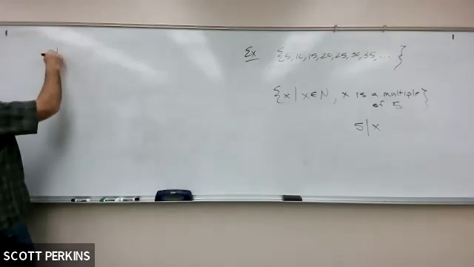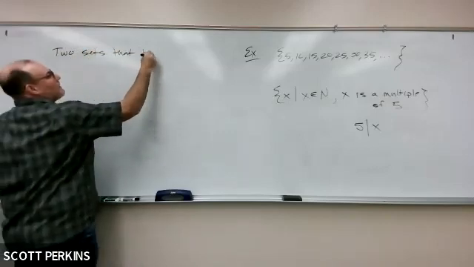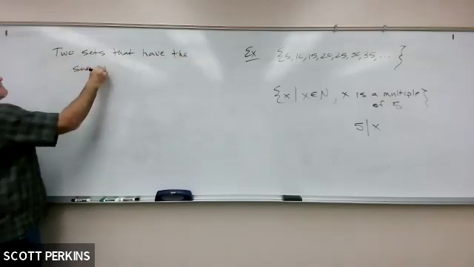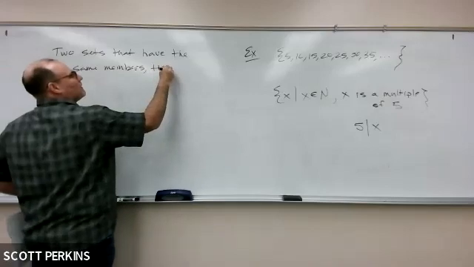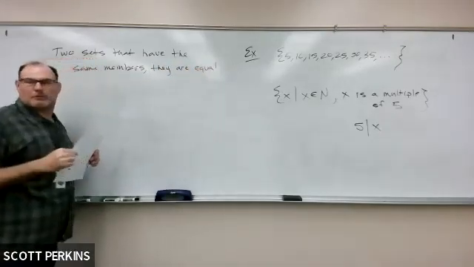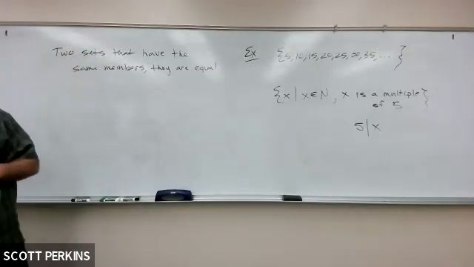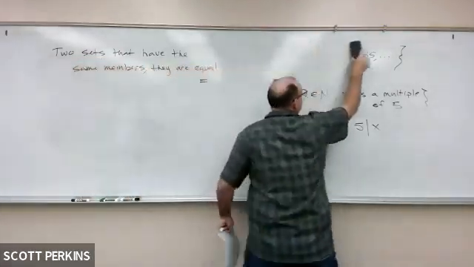If two sets have the same members, they are equal. The symbol for equal in sets is the same as the symbol for equal in arithmetic, just an equal bar. No different.